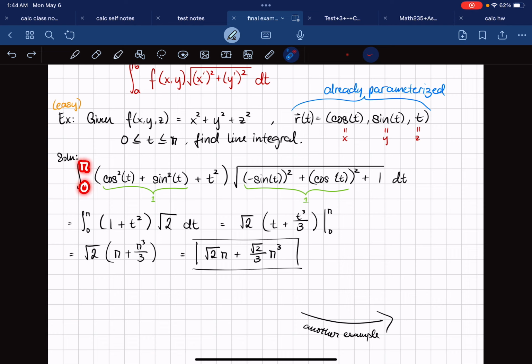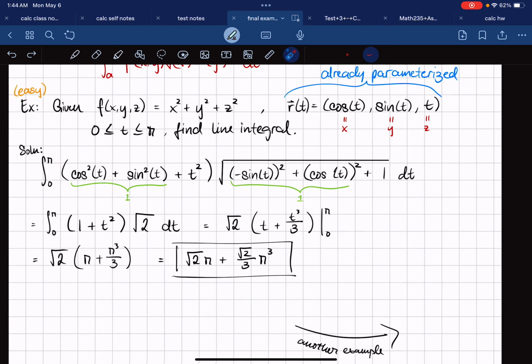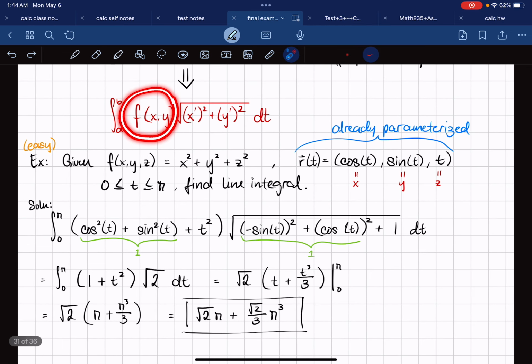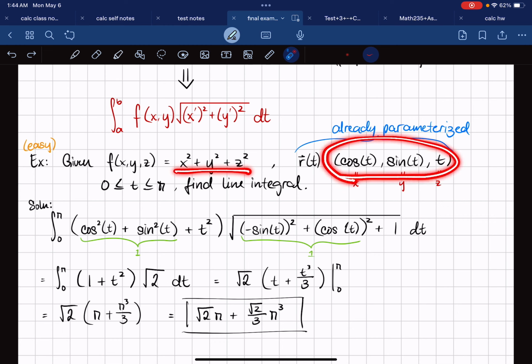So first thing we did was rewrite it. Rewrite the integral from 0 to pi. And then this portion of the problem right here would be this, right? But instead of writing x squared plus y squared plus z squared, we substitute the x's and y's and z's into here. And then we get this, right? So that's the first portion.